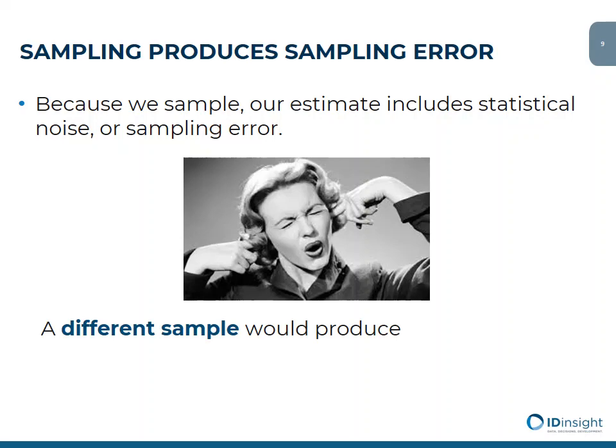And so if we were to take a different sample, then we would get a different estimate. Hopefully that difference is pretty slight. We don't want to be giving our clients an estimate that is primarily made up of noise. So we'll be talking about how to select a sufficiently large sample and other measures you can take to make sure that the noise is not dominating the signal in your estimate.